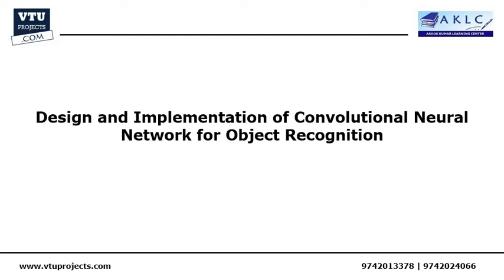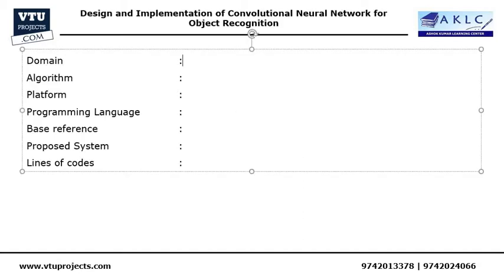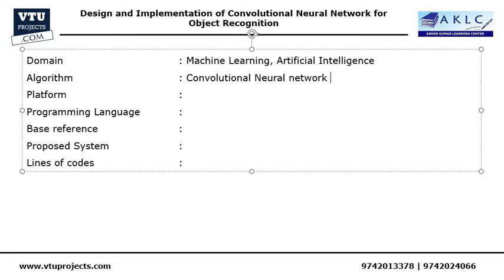Design and implementation of convolutional neural network for object recognition. So this particular project actually comes under the machine learning and artificial intelligence domain. The algorithm that we are going to make use of in this project is convolutional neural network. So this is the name of the algorithm. In short, we are going to call it the CNN algorithm.